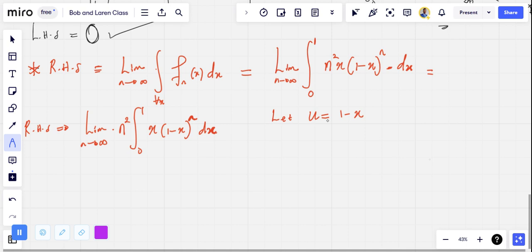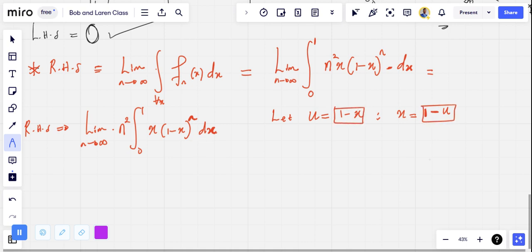If you let u represent this, what will be your x? I want to transform all this letter x back to another letter, and I want to use u in that case. So if u is equal to 1 minus x, then what will be your x? I have to express x in terms of u. If you make x the subject of the formula here, my x will be equal to 1 minus u. So I already have this result.